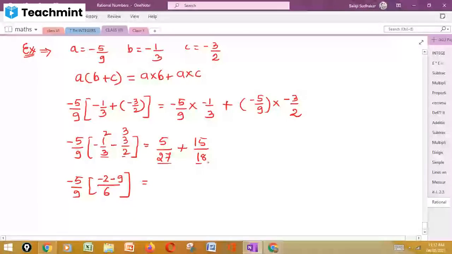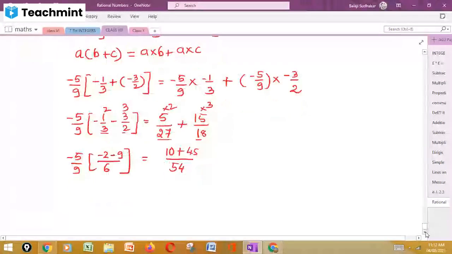The LCM is 54. Absolutely right. So here 27 twos are 54, and 18 threes are 54. Very good. 5 twos are 10, plus 10. 15 threes are 45. Very good.